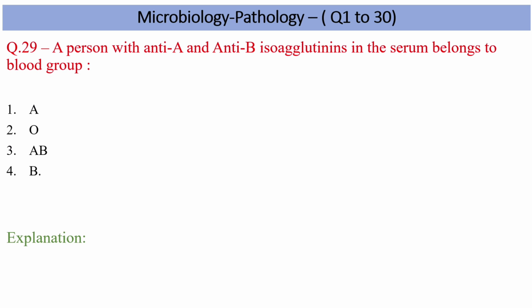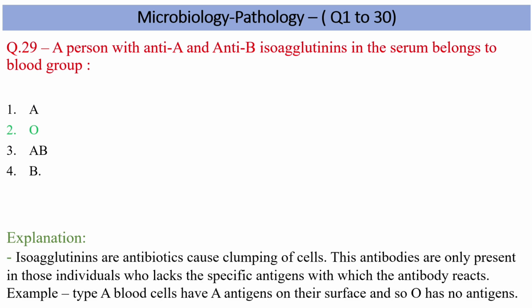A person with anti-A, anti-B isoagglutinins in the serum belongs to blood group A, O, AB, B. Correct option is blood group O. Isoagglutinins are antibodies that cause clumping of cells. These antibodies are only present in those individuals who lack the specific antigens with which the antibody reacts. For example, type A blood cells have A antigen on their surface, and so O has no antigens.